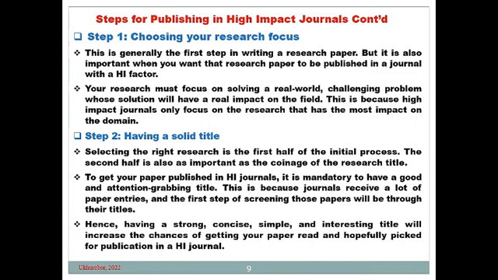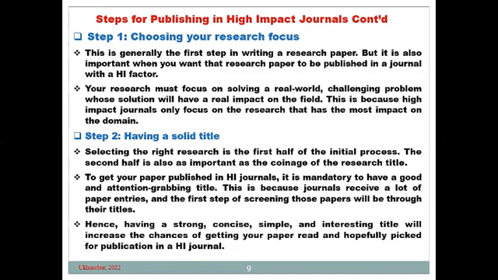The next step is to have a solid title. I thank God for Professor Larry, who gave us a comprehensive way to write a good title. Selecting the right research title is the first half of the initial process. The second half is as important as the title. To get your paper published in a high impact journal, it is mandatory. Please underline that word. It is necessary to have a good and attention-grabbing title.